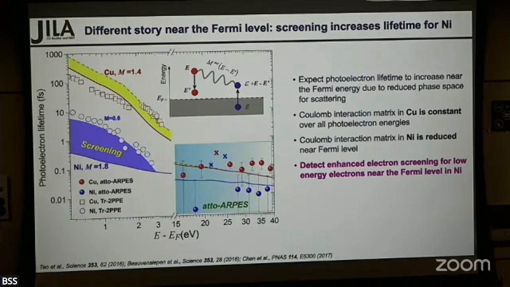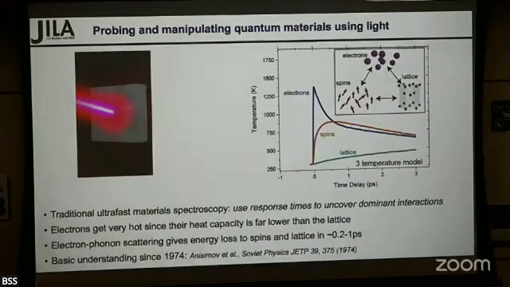So, the reason is, of course, we wanted to answer questions like those being answered in this school. How do you see charges and spins and phonons and many-body interactions talking to each other? That's what I'm going to talk about for the next half an hour.